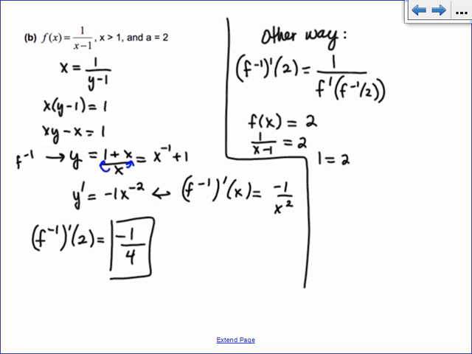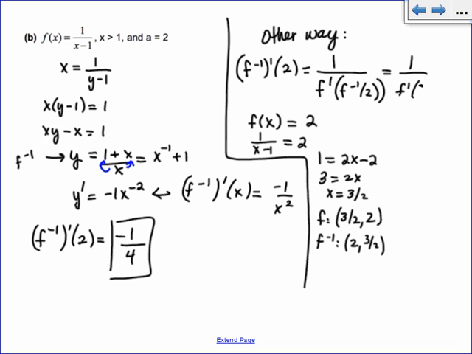So you get 1 equals 2x minus 2. So 3 equals 2x. So you get x equals 3 over 2. So what that's saying is for your f function, if you plug in 3 over 2, you get 2. So for the inverse function, if you plug in 2, you get 3 over 2. So f inverse of 2 ends up being 3 over 2.